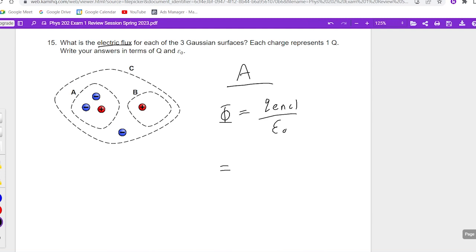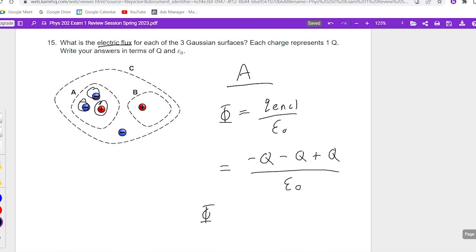So we look at the charges enclosed. It looks like I have negative Q minus another Q plus a positive Q. And that's because I have three charges here. 1, 2, 3. 2 are negative, 1's positive. That's the charge enclosed, divided by epsilon naught. I add them together.